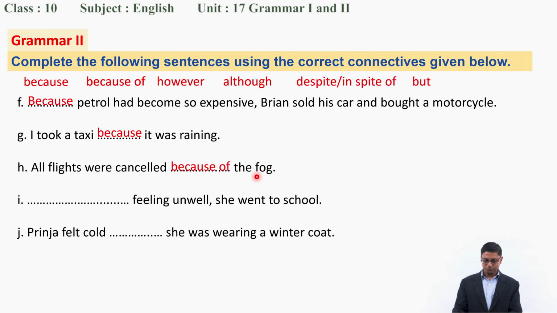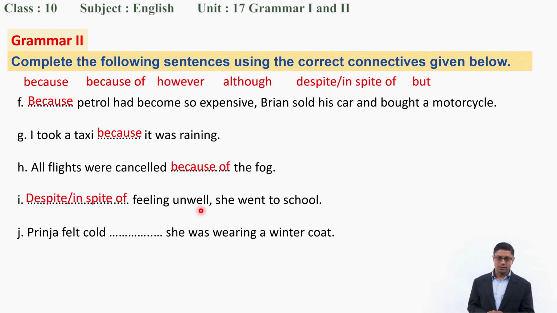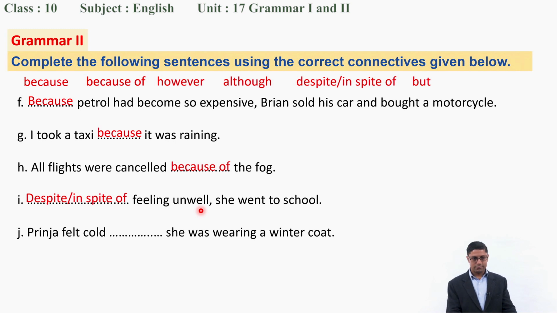That's good. Now I. Blank feeling unwell, she went to school. See, feeling unwell, went to school. Is it reason or surprising fact or contrastive idea? Exactly, it's contrastive idea. And look at the beginning part. Is it a complete clause? No? Oh, yes, it's a noun phrase. That's why we use, very good, despite or in spite of. That's good.